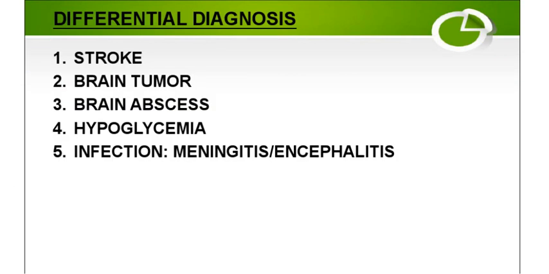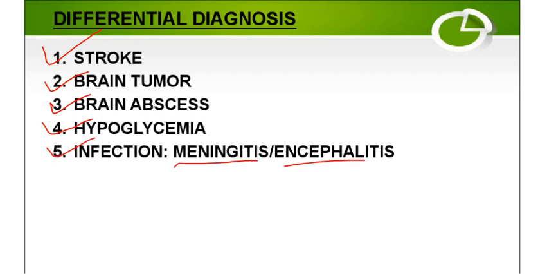Stroke could be there, so you have to do the investigation for stroke also. Brain tumor, it could be a mass in the brain, or it may be some infection or abscess. Hypoglycemia can lead to altered mental status, so it should be in the differential diagnosis, or infections of the brain like meningitis and encephalitis.